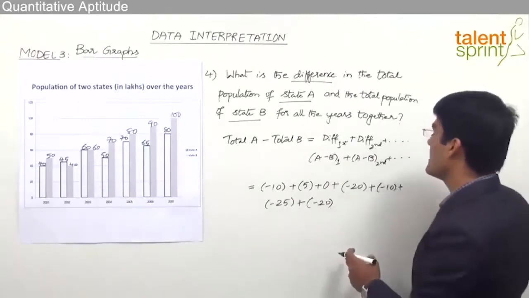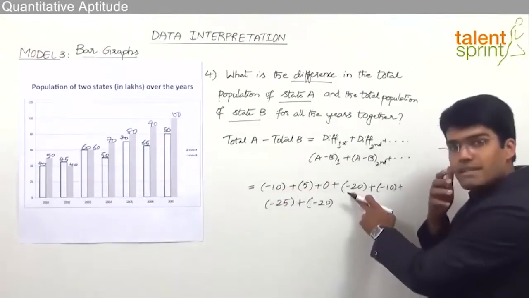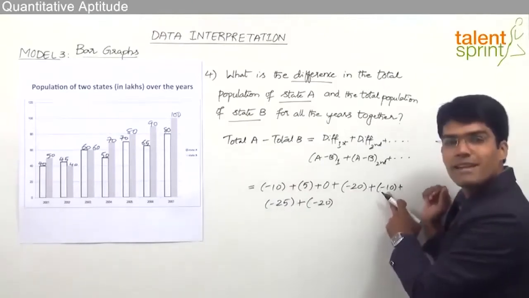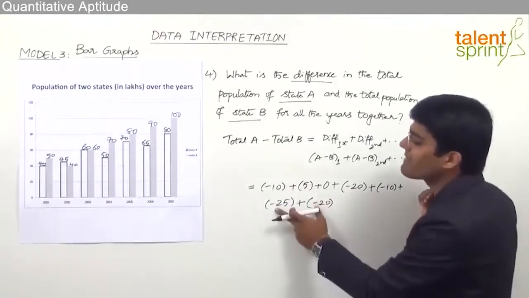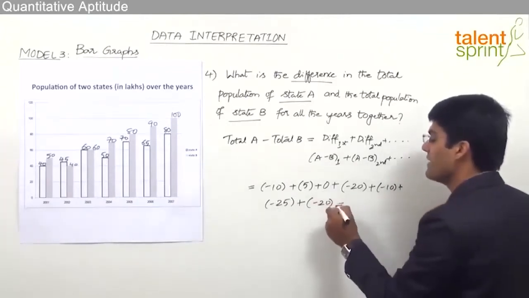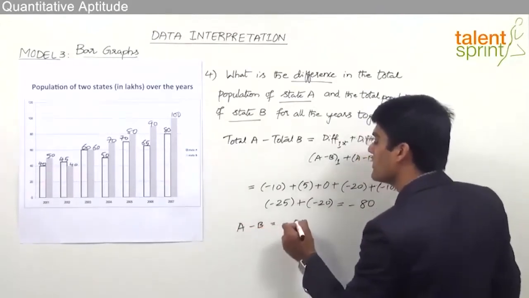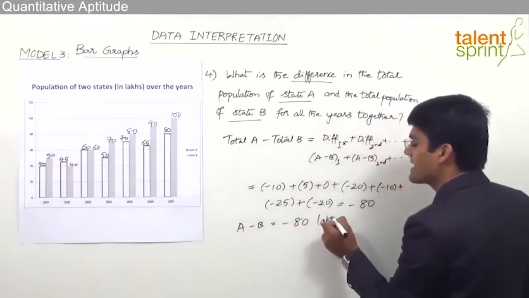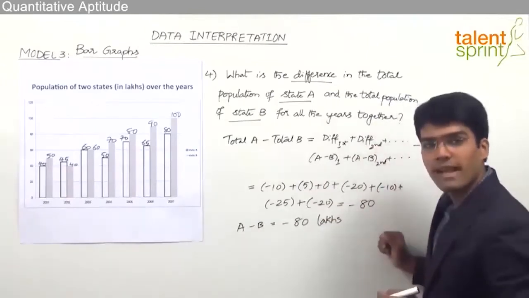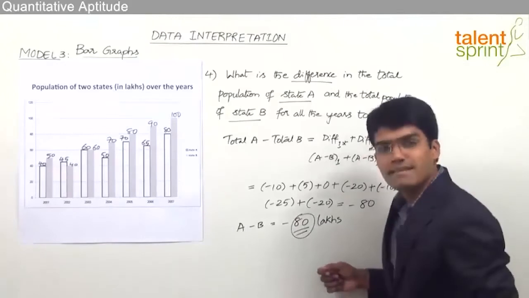So we see here that minus 10 plus 5 is minus 5, minus 5 minus 20 is minus 25, minus 25 minus 10 is minus 35, minus 35 minus 25 is minus 60, minus 60 minus 20 is minus 80. So the total difference, that is A minus B for all the years, is equal to minus 80 lakhs. Why? Because all these values are in terms of lakhs. So we can say that the difference in their populations is 80 lakhs.